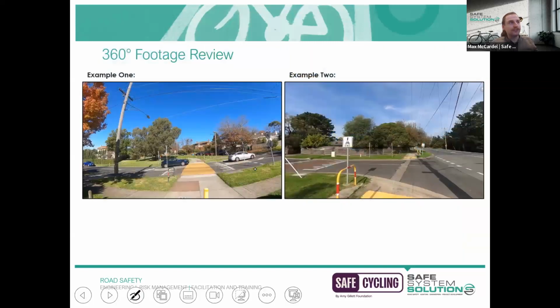Hopefully everyone managed to watch the 360-degree footage. So we had two examples of shared paths crossing over roads or carriageways. And we'll actually launch our first poll for the day. So even if you didn't get a chance to review the footage, you can just use the snips that we've got here.